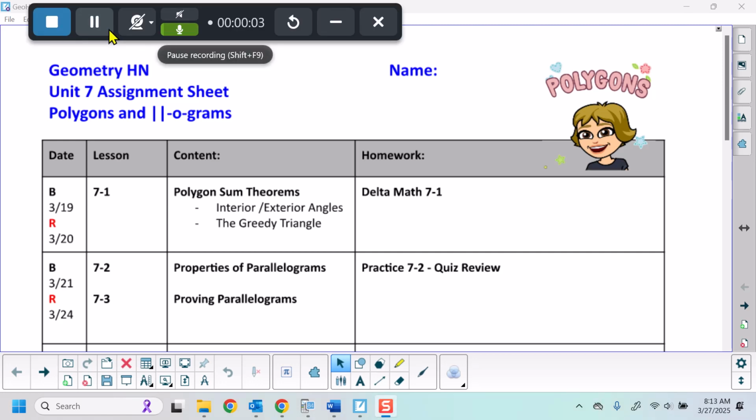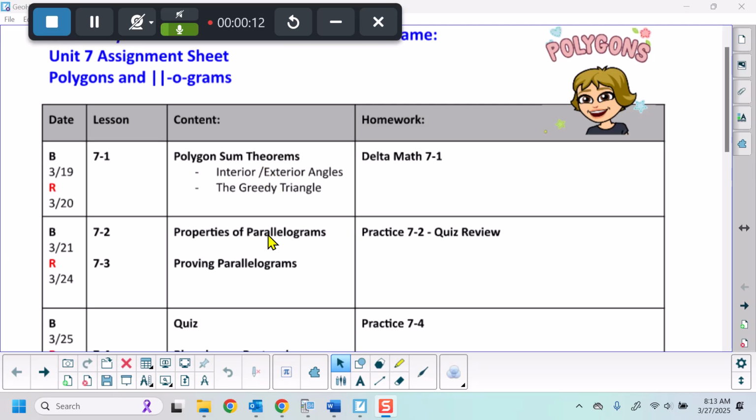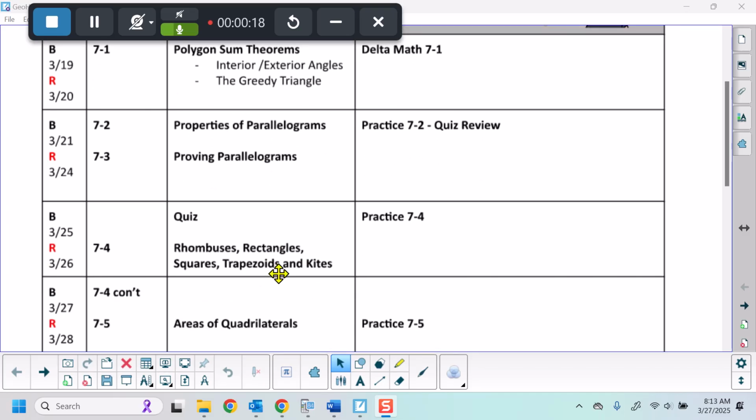Right, so looking at our schedule, we have polygon sum theorems, check. Proving and understanding properties of parallelograms, check. Your quizzes, I have about half of them graded. So my plan is to give them back to you when I see you next week. So far, so good.